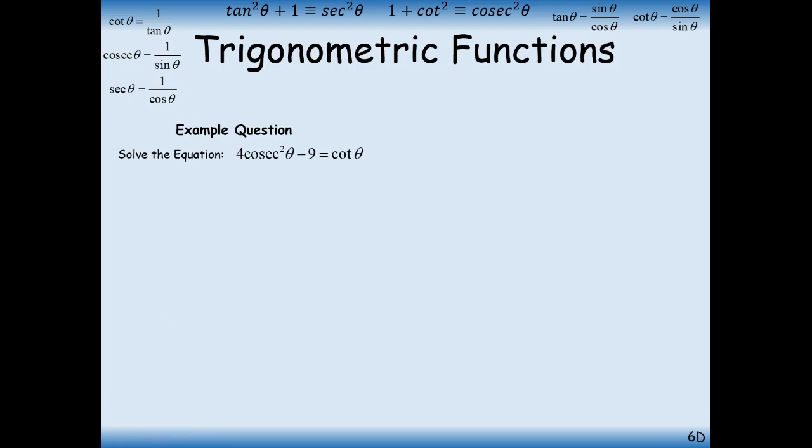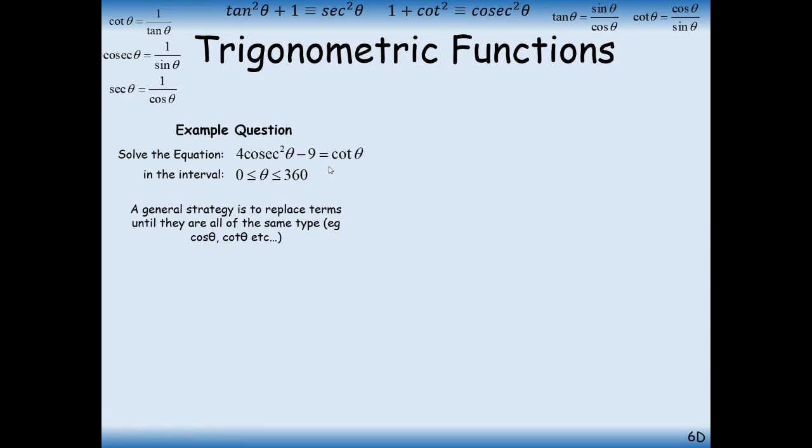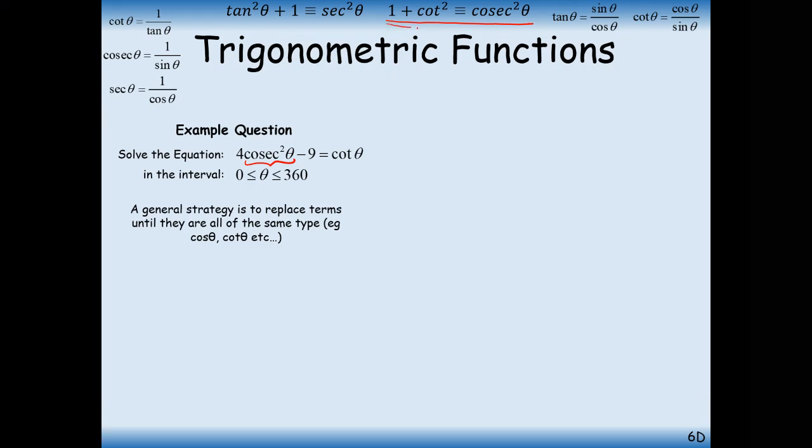Right, let's look at this example together. We have 4 cosecant square theta minus 9 equal to cotan theta, and we were asked to solve this equation. This is not an identity to prove, so we are to solve and find the angles in terms of degrees. So make sure in the final stage your calculator is in degree mode. Okay, so we have cosec square here, and what we can use is one of our newly learned identities, which I'm underlining on top of the page.